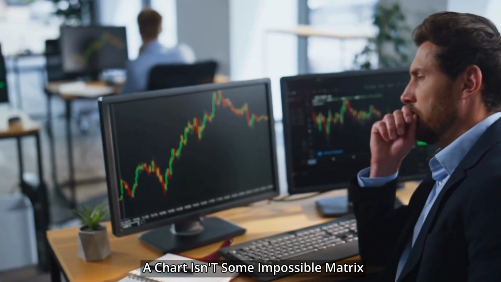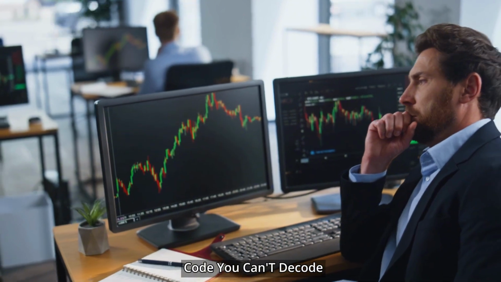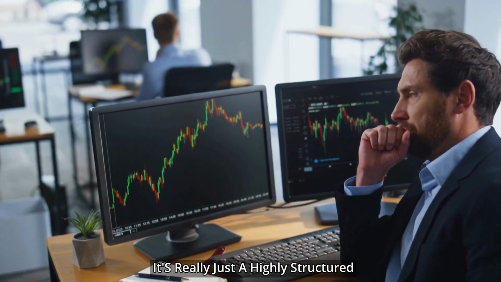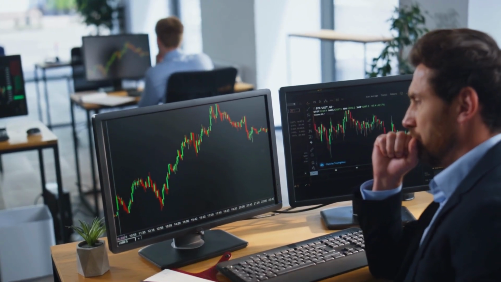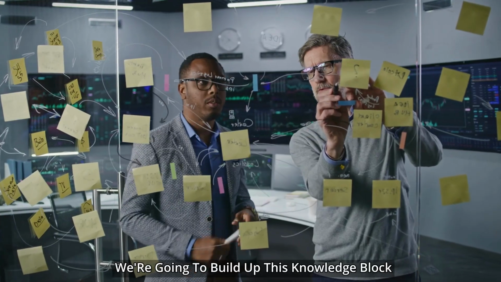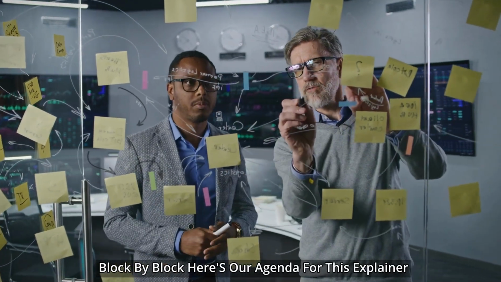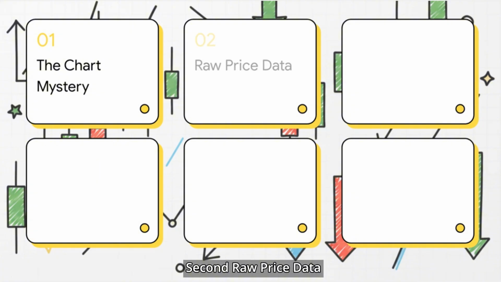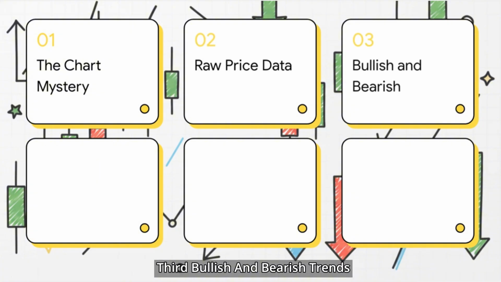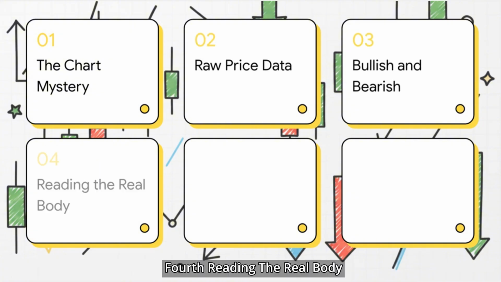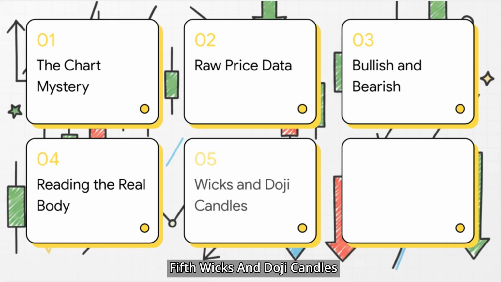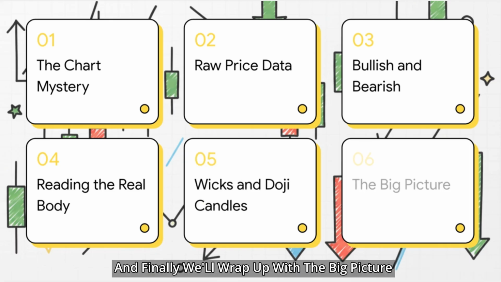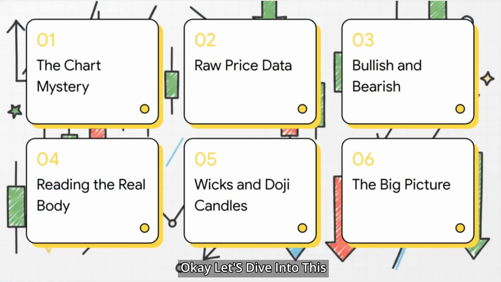A chart isn't some impossible matrix code you can't decode, it's really just a highly structured visual way to organize data. To get us there, we're going to build up this knowledge block by block. Here's our agenda for this explainer. First, the chart mystery. Second, raw price data. Third, bullish and bearish trends. Fourth, reading the real body. Fifth, wicks and doji candles. And finally, we'll wrap up with the big picture. Okay, let's dive into this.